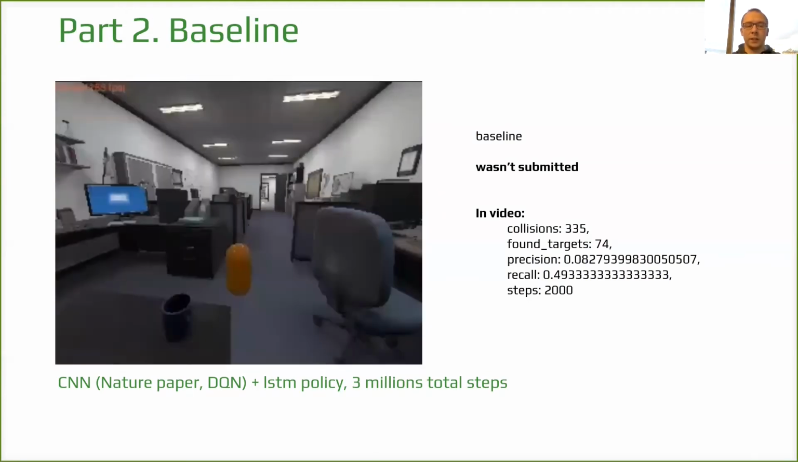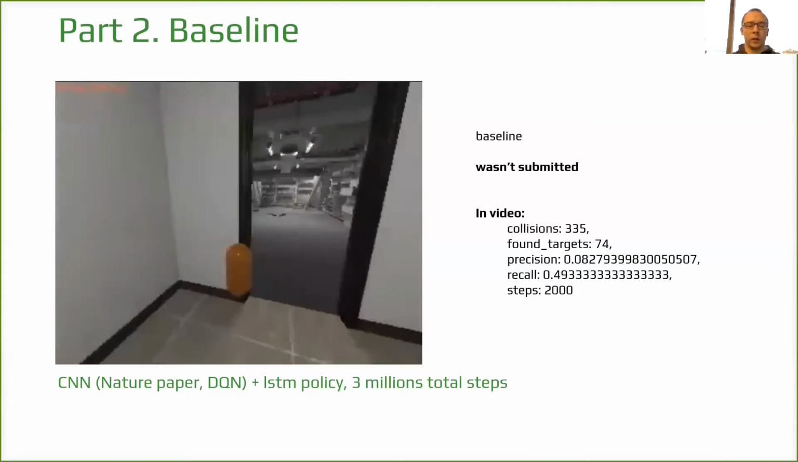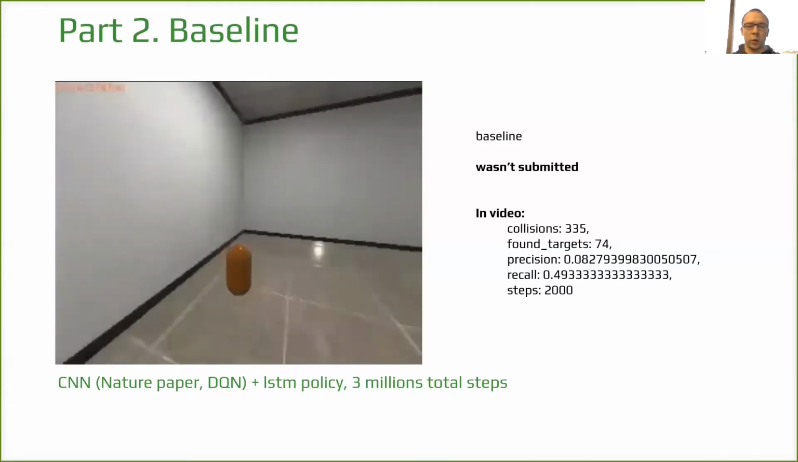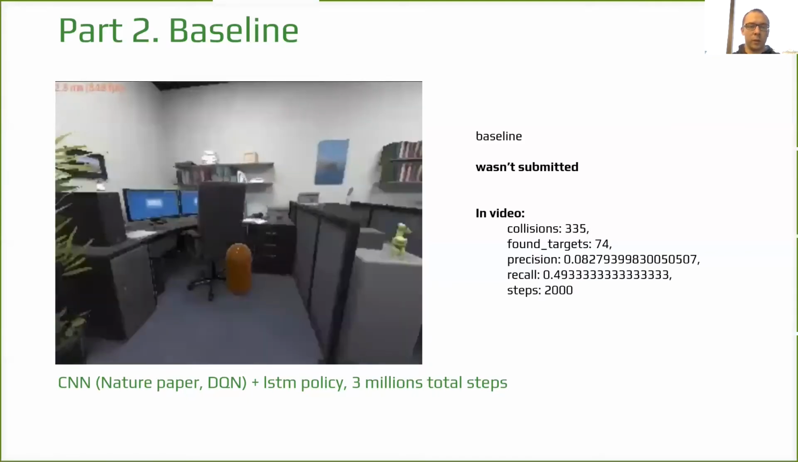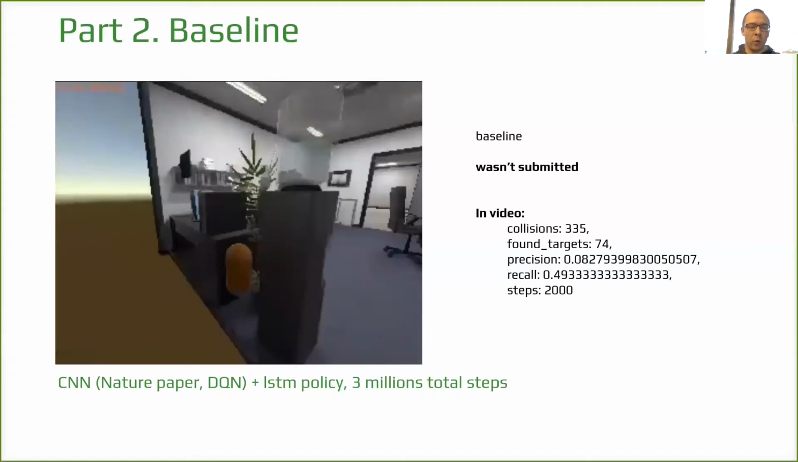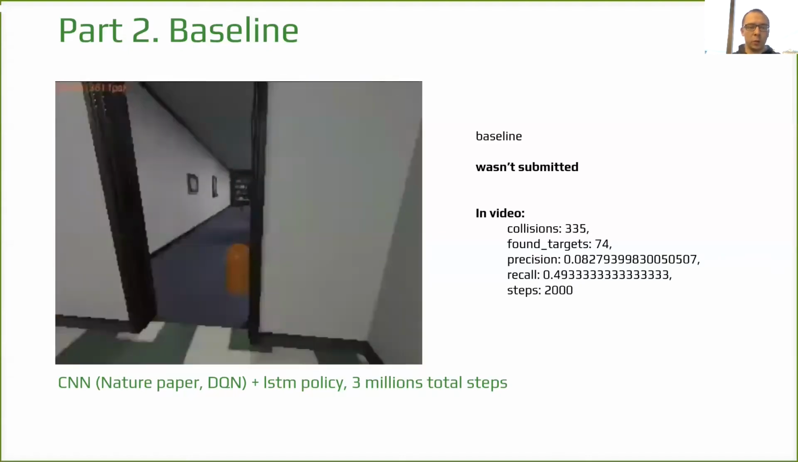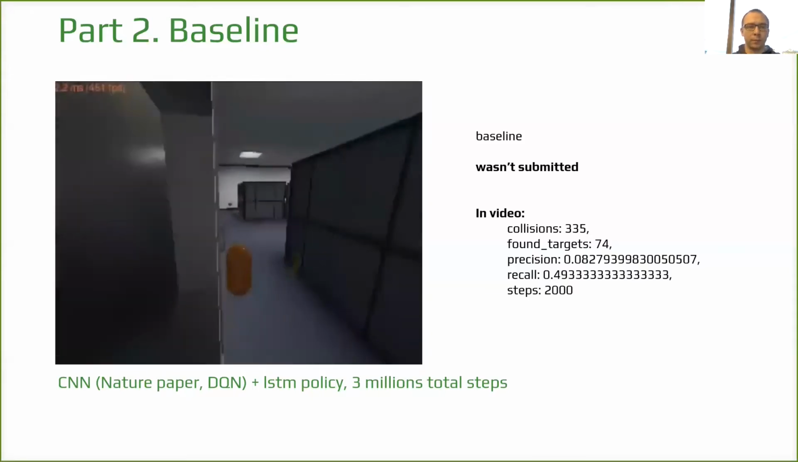The agent consists of 2 networks: a convolutional neural network for feature extraction and a long short-term memory policy. It was trained with 3 million total steps. Here you can see the video of the working agent. The agent's behavior is not smooth, has many collisions and low precision.